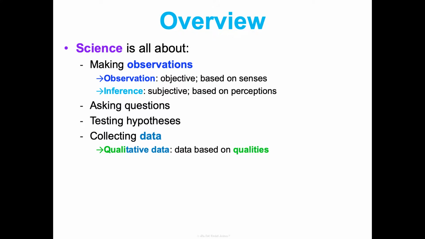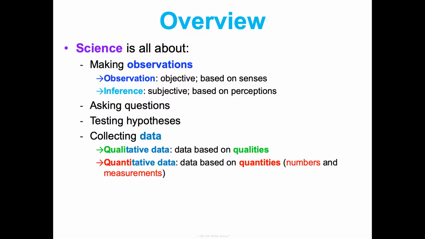Qualitative data is based on qualities. So you're going to be using descriptors here like it smells sweet or it tastes sour or the color is red. Okay, whereas quantitative data is based on quantities. So numbers and measurements, which is what this whole concept is about, making those measurements. So we're going to be zooming in on quantitative data in this concept. But again, we're going to be looking at all of this in every experiment that we design this year.